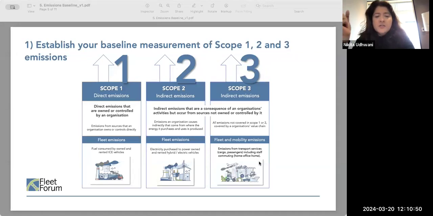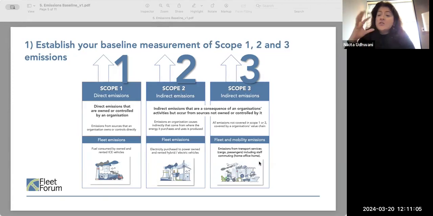There's CO2 emissions, which you are probably more familiar with as a term, that are emitted as a result of you operating your fleet and burning fuel to make the vehicles run, both for your owned and for your rented.